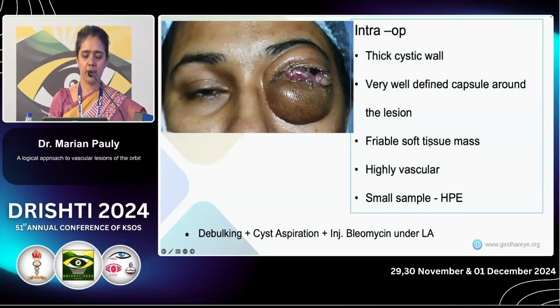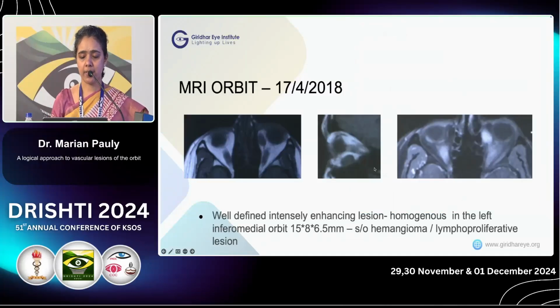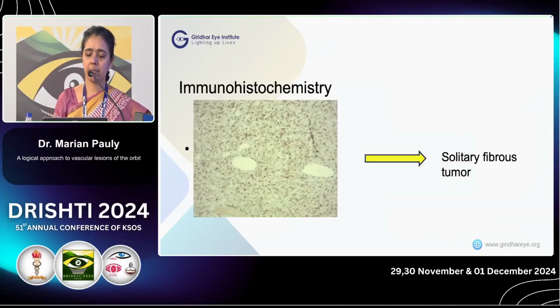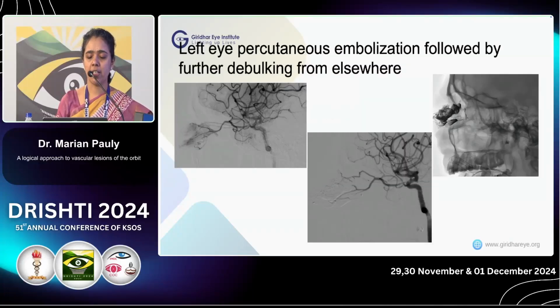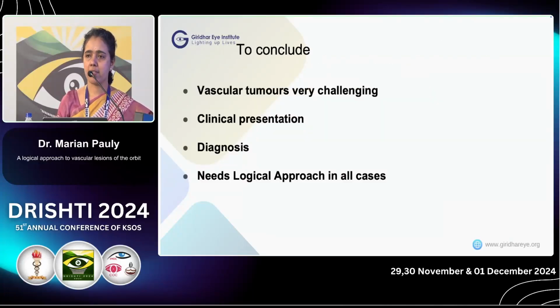When we posted her for debulking and cyst aspiration, we did a biopsy, but the initial result was hemangioma. Again we were confused, is this hemangioma? Then we looked into her old MRI, which showed her initial lesion. It was not characteristic of lymphangioma. Then we did a repeat biopsy and immunohistochemistry. It turned out to be solitary fibrous tumor. So she underwent DSA, interventional radiology tumor embolization, followed by surgery.